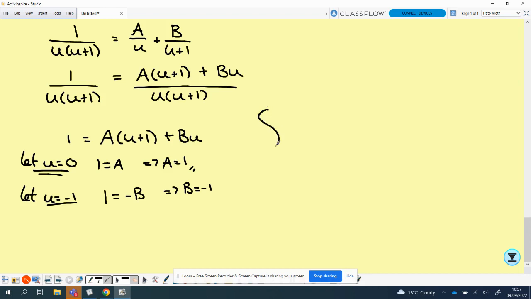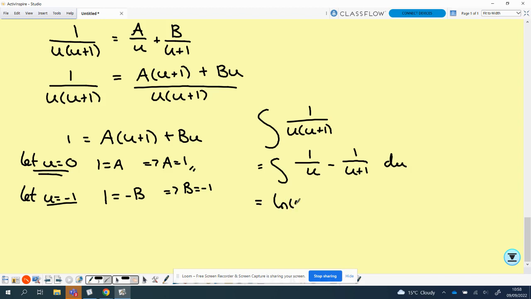So the integral I had, 1 over u bracket u plus 1, becomes the integral of 1 over u, because b is negative, minus 1 over u plus 1 du. Okay, so that's just me using partial fractions to split that up. If I then integrate that, that becomes log of u minus log of u plus 1 plus c, okay, minor constant plus c.